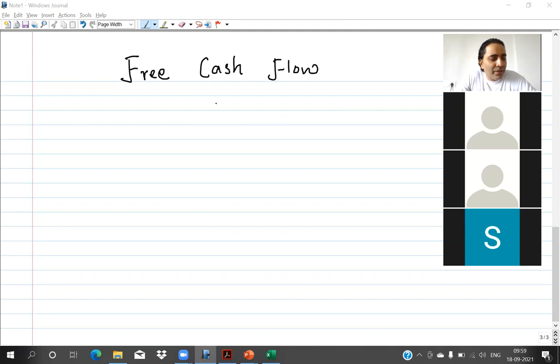As I said yesterday too, financial management is, if you apply a little bit of your general knowledge, a little bit of common sense, general business sense, you will get the answers, and then we can develop it towards a more technically sound concept. So free cash flow, as the name suggests, these are the cash flows that can be freely distributed.